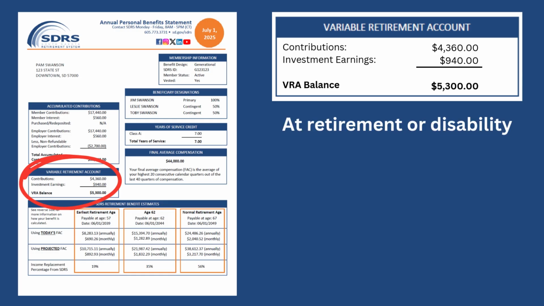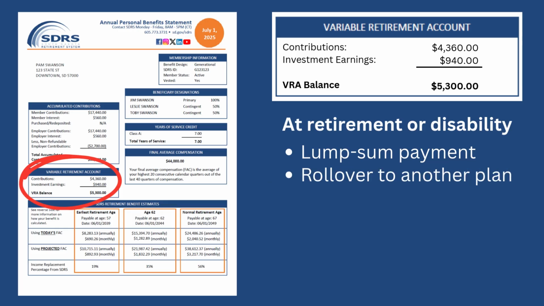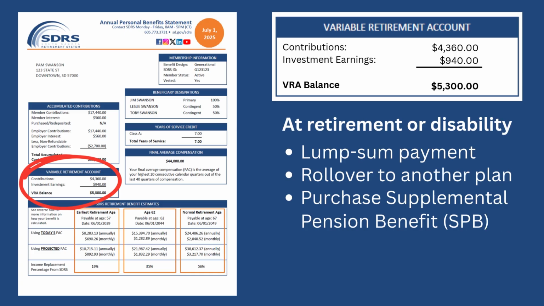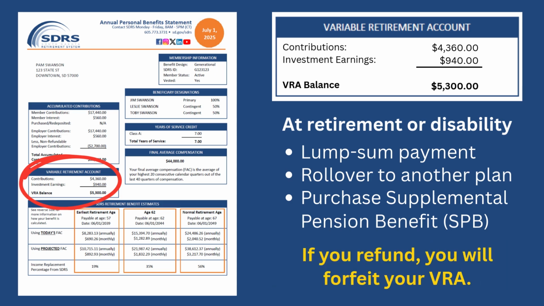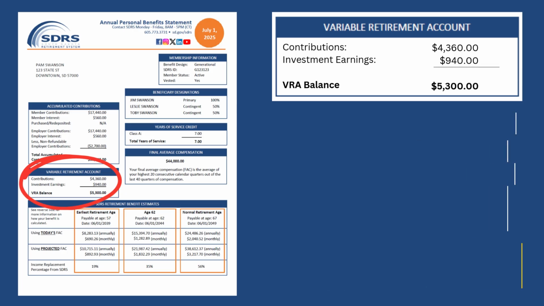At retirement or disability, generational members may elect payment options to fit their needs, such as a lump sum payment, a rollover to another eligible plan, or a purchase of an SDRS supplemental pension benefit. Generational members who terminate employment and elect to refund their accumulated contributions forfeit their VRA funds.